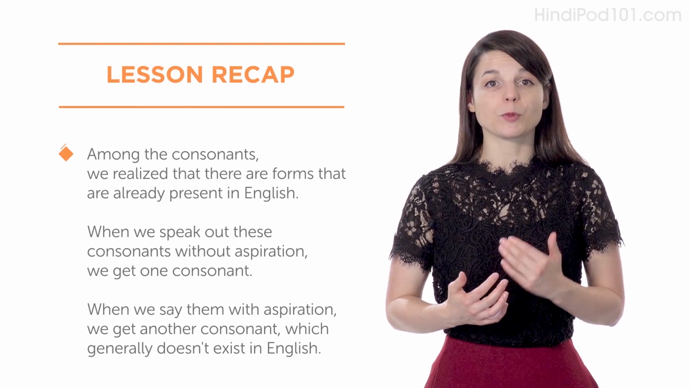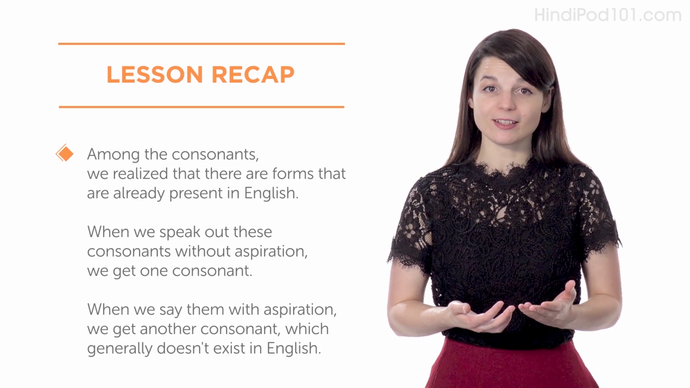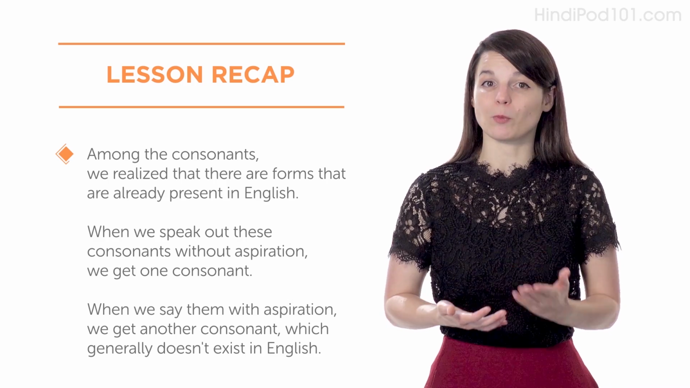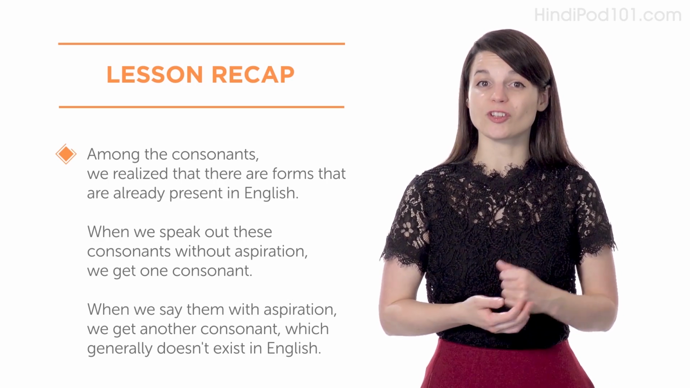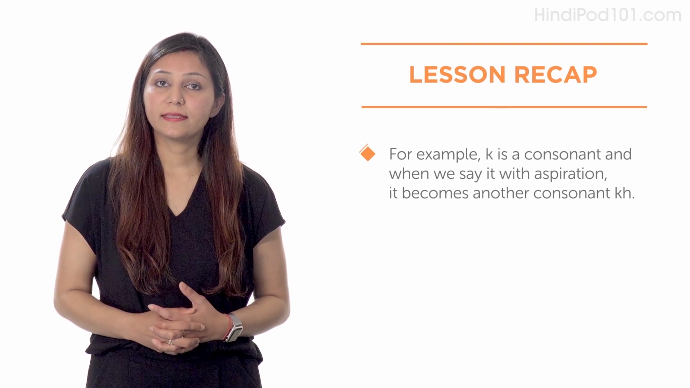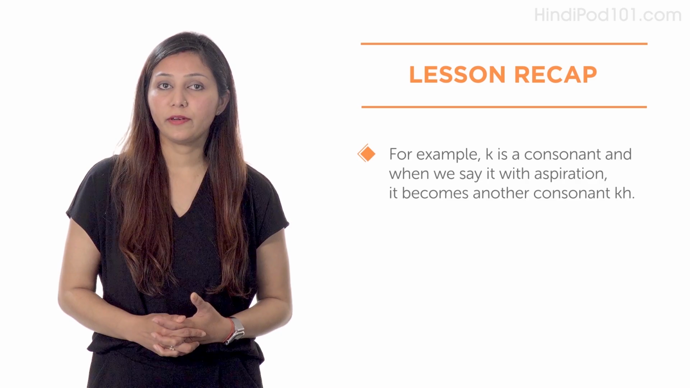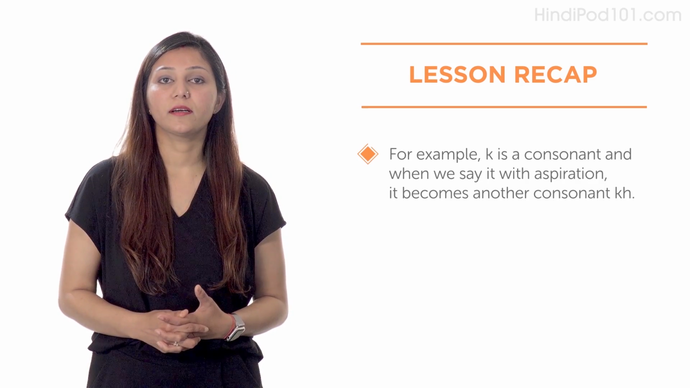Among the consonants, we realized that there are forms that are already present in English. When we say these consonants without aspiration, we get one consonant. When we say them with aspiration, we get another consonant, which generally doesn't exist in English. For example, k is a consonant, and when we say it with aspiration, it becomes another consonant, kh. We just learned the basics of pronunciation in Hindi in this lesson.